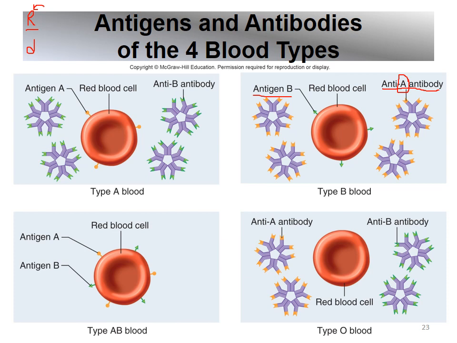So I cannot receive type A because it has an A antigen. Obviously, I can receive from type B. Type AB has an antigen A, so I can't receive from him. But O, there's no antigen on the cell, so O can also be one that I can use. So as type B, I can receive from B and O.